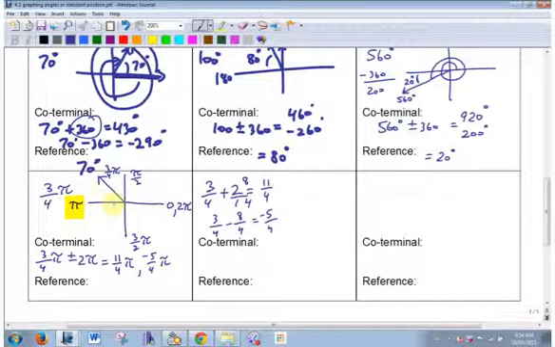What's the reference angle? How far is it? Before we went 180 minus this thing, and that was pretty easy because it was all like numbers, right? Now we got fractions. What's pi minus 3/4 pi? What is 1 minus 3/4? Pi over 4.